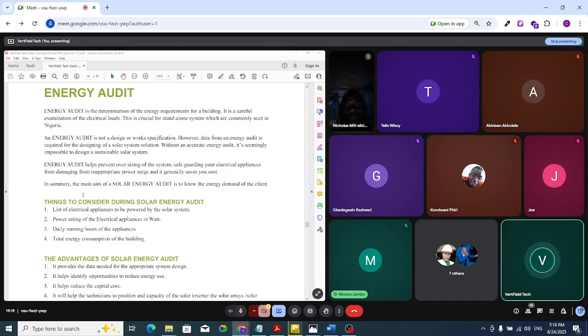this training document also exposes you to things to consider during solar energy audit. This is one of the interesting topics.